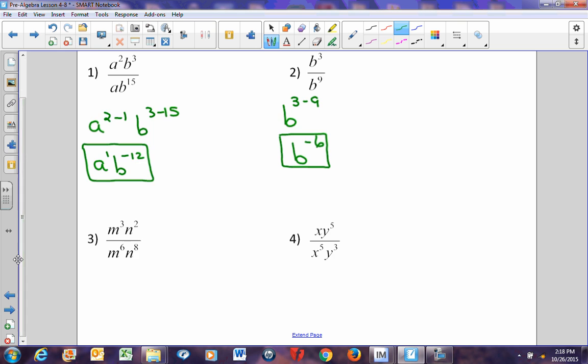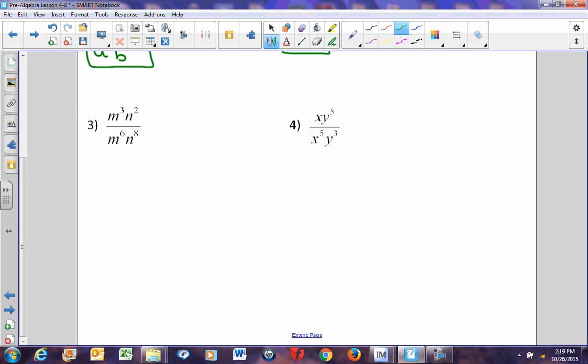Number 3, m to the 3rd, n to the 2nd, divided by m to the 6th, n to the 8th. So that becomes m to the 3 minus 6, n to the 2 minus 8. Okay, so in my m category here, I have a negative 3, and in my n, I have a negative 6. So I have m to the negative 3rd, n to the negative 6, and I'm done at that point in time.